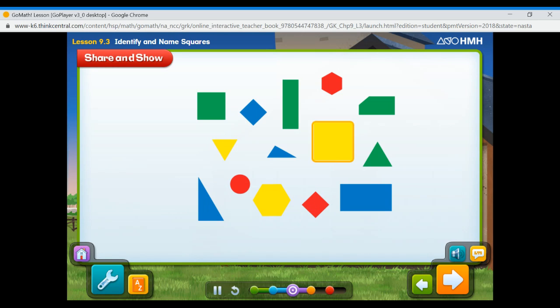Let's take a look and see if we can find a square or 2 together. Right here, I think this big yellow one stands out really nicely. 4 corners, 4 equal sides, X marks the spot. This is a square. So I'm going to leave you here with this and see if you can practice with the other shapes.